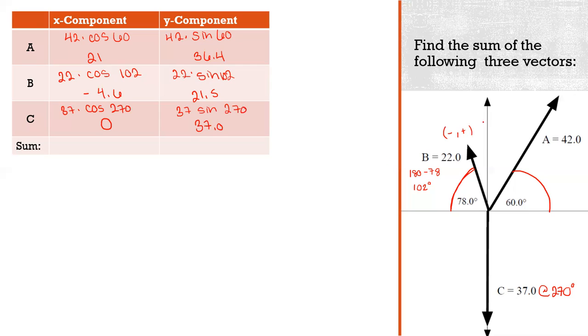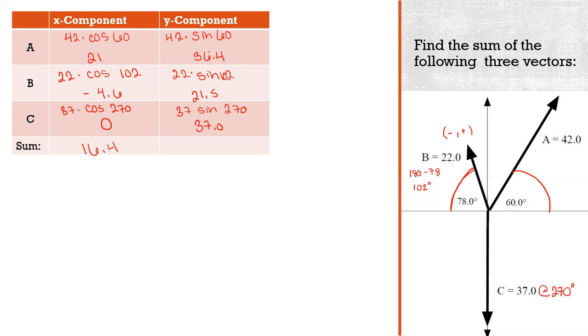So anytime a vector is lying directly on an axis, it can be represented with just one component. So anytime you have a component that's equal to 0, it's like saying that vector is just y, it doesn't have an x piece to it. All right, so let's figure out the sums. 21 minus 4.6 plus 0 gives us 16.4. I didn't put units in these, unfortunately.